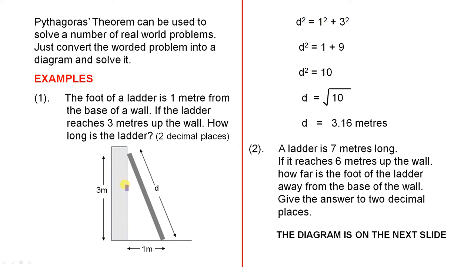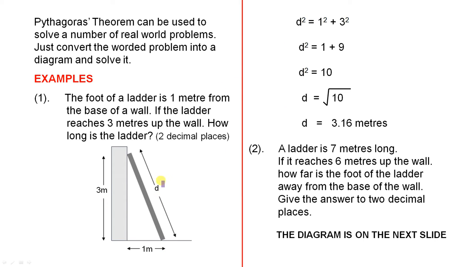So here we have a right angle triangle, because we assume that the wall is at right angles to the ground, and that's the wall there. There's the ground, and that's the ladder. And these are the measurements. So we have to find D.